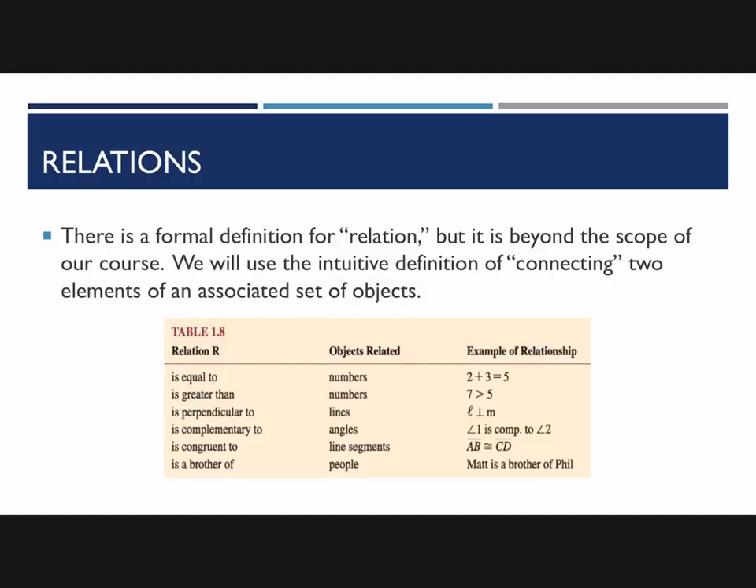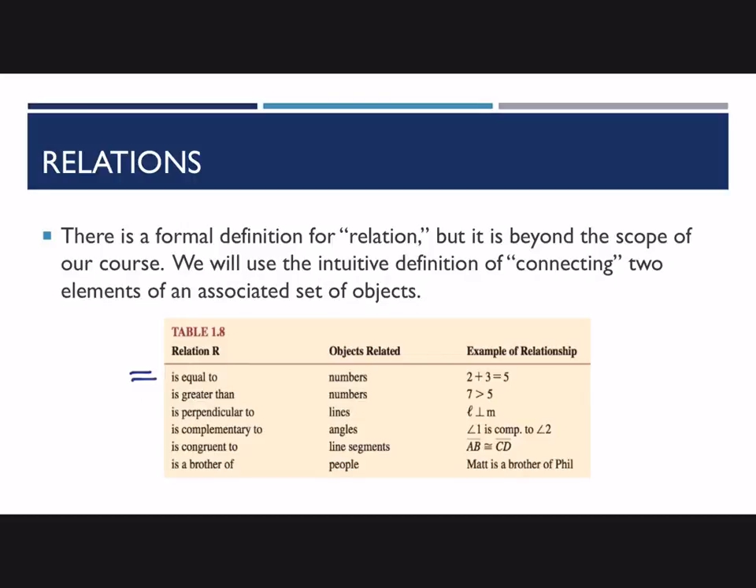All right, let's talk a little bit about relations from section 1.6. There is a formal definition, but we're going to skip over that and just sort of intuitively describe this as connecting two elements of an associated set of objects. So we're talking about two of the same type of thing, like two angles, two lines, two numbers, and then we want to connect them using one of these relations. Okay, so they're not like operations, but relations are things that function in the same sort of way as the equal sign. Okay, so that's a way to relate two things.